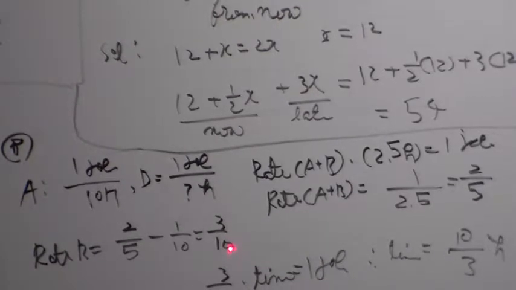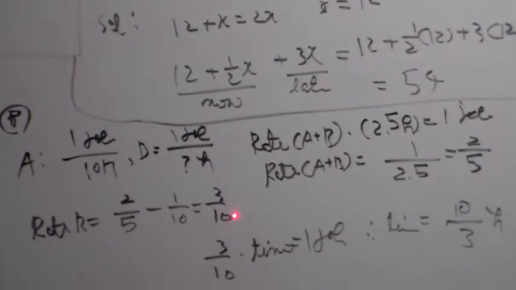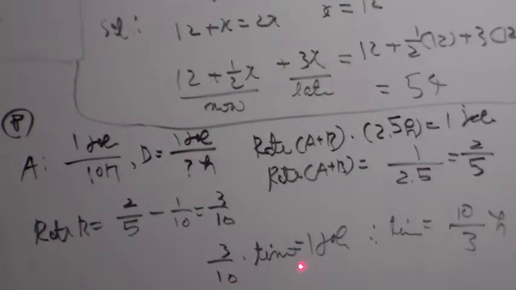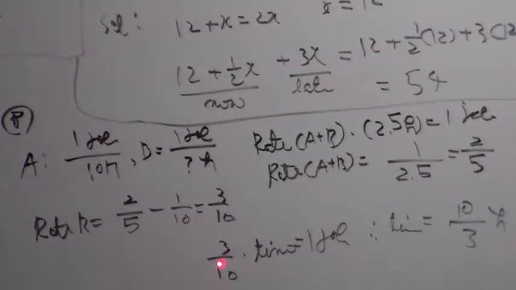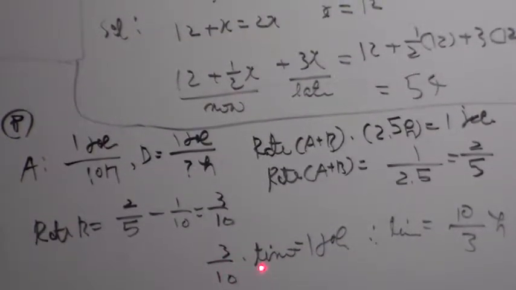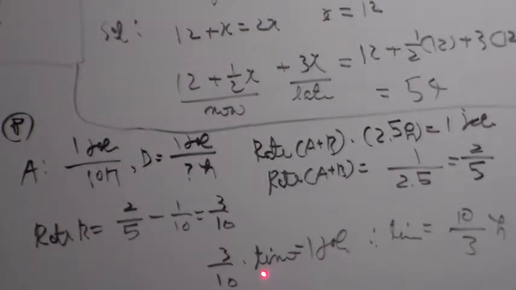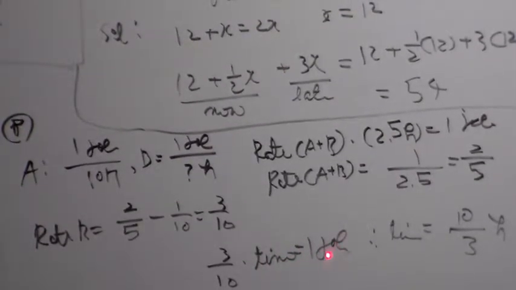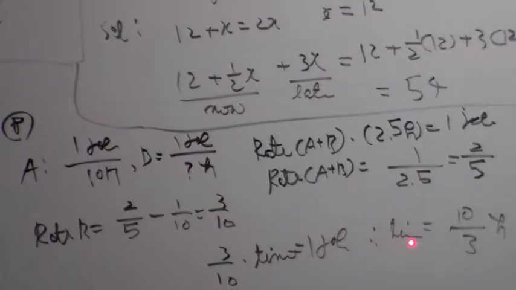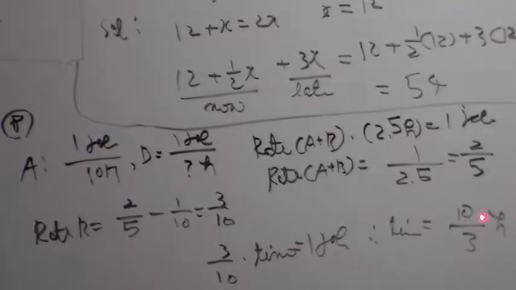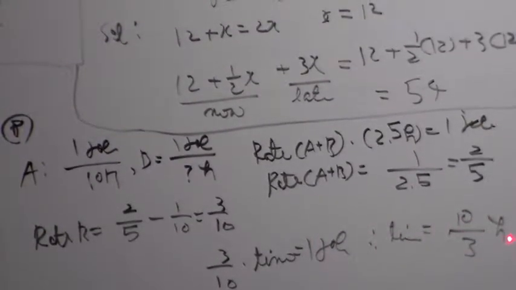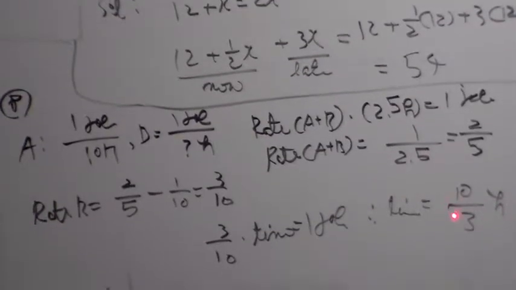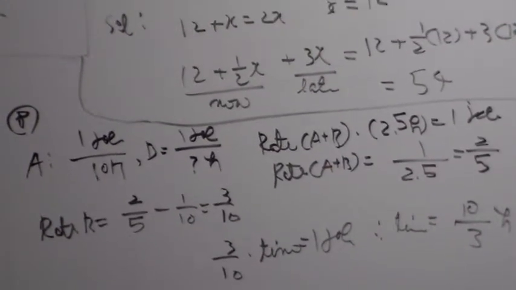Okay, that's rate B. So now we're going to use rate and time again. B's rate is 3 over 10. We don't know the time, so time is the question. And the one job, the same kind of one job. Then the time is 10 over 3 hours. That's what it is. Okay.